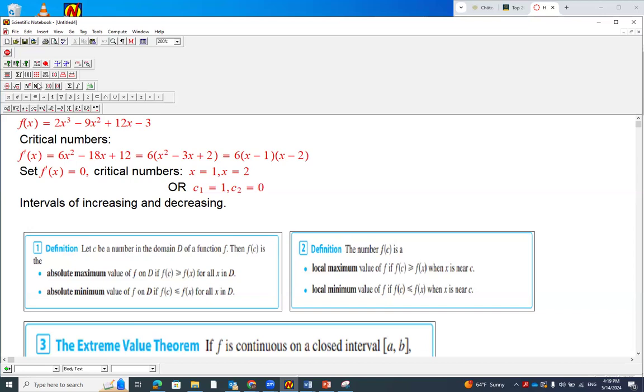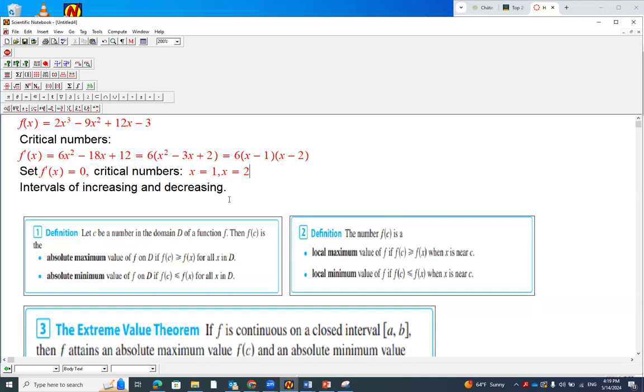You don't have to have both, because you don't want to confuse yourself. So we just got critical numbers. You call them x1 equals 1, x2 equals whatever. This part is optional. Sometimes it's too much redundancy, as long as you know there are critical numbers, that's fine.